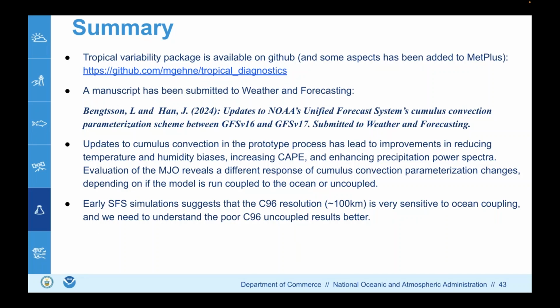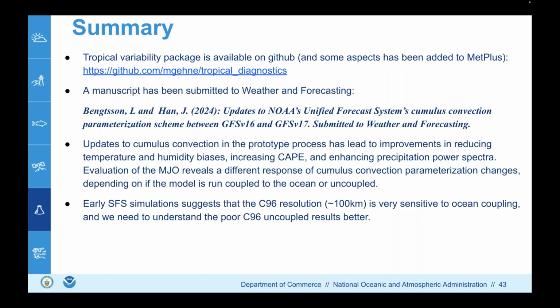So yeah, a brief summary. The tropical variability package that Maria presented is available on GitHub, and some aspects have been added to METplus. So this is the address posted right here. There's a manuscript that's been submitted to Weather and Forecasting by myself and Jean-Gil Han, describing these changes in cumulus convection in the prototype process.